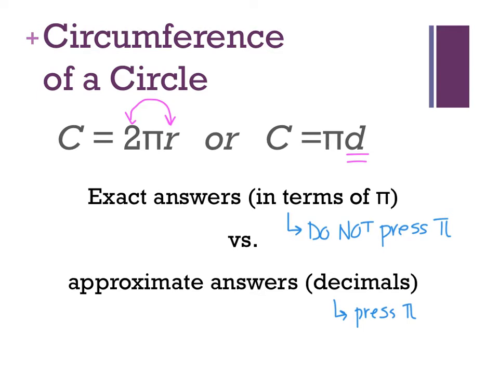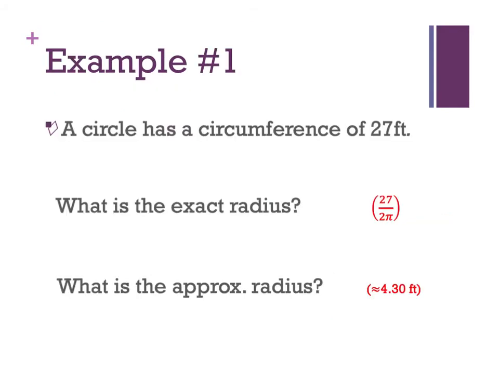So again, exact answers means do not press pi. You will have pi in your answer. For approximate answers, you will press pi on your calculator and then round your answer to whatever decimal it tells you to. All right, so here's our first example, and I will show you what I mean by exact versus approximate.